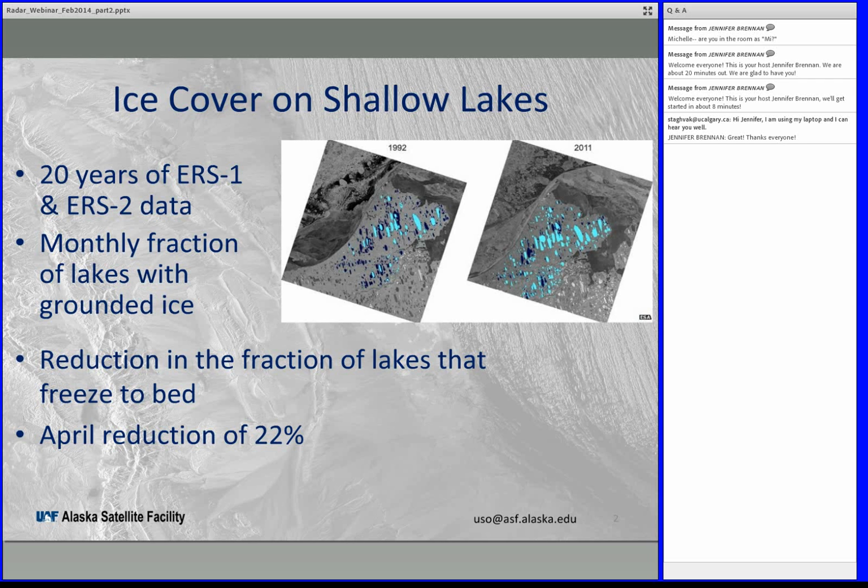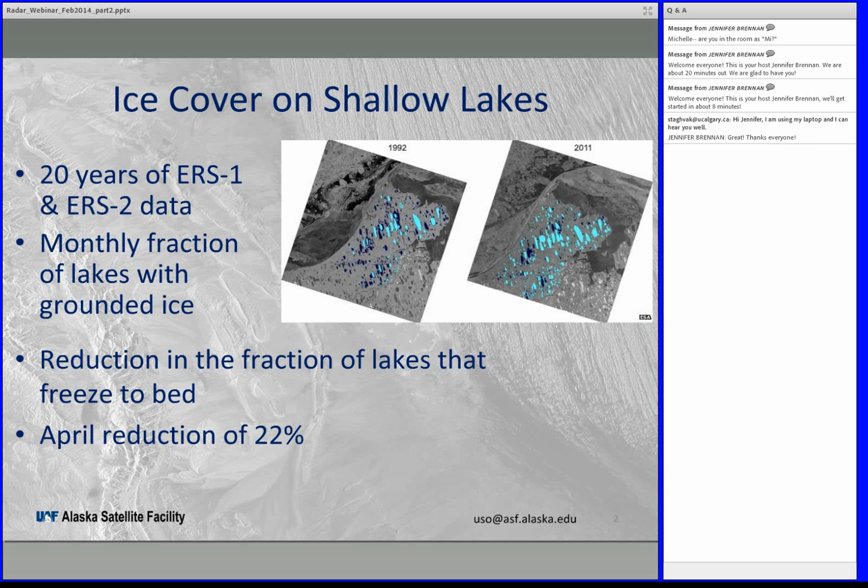This study calculated monthly fractions of lakes with grounded ice from ERS data collected over a 20-year period. Analysis of the radar data shows a reduction in the fraction of lakes that freeze to the bed, with the greatest change seen in April, with the grounded ice fraction declining by 22%.